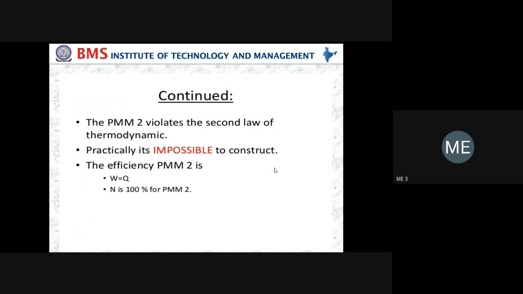So PMM2 violates the Kelvin Planck statement, or the second law of thermodynamics. Practically, it is impossible to construct. It is not possible at all because the efficiency of PMM2 is 100%, because the net work done equals the amount of heat supplied. We will get 100% efficiency.